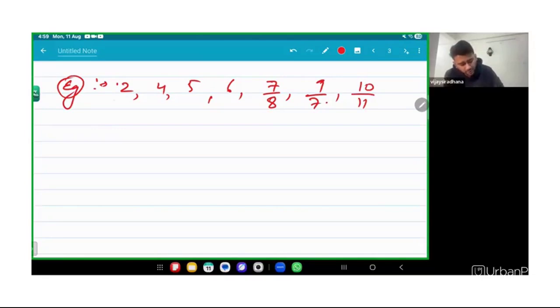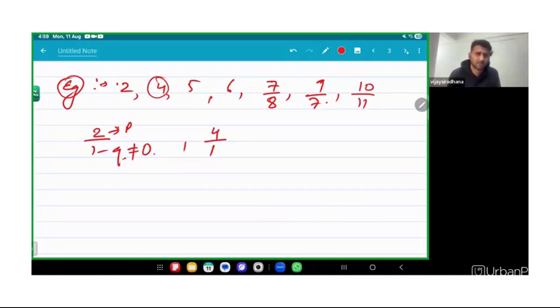Why? Because you can write 2 as 2 by 1. That is p and q, right? Where q is not equal to 0. Take 4: 4 is nothing but 4 by 1, where 4 is p and q is 1, which is not equal to 0. So 4 by 1, 5 by 1, 6 by 1, 7 by 8. This is understandable, because q is not equal to 0.